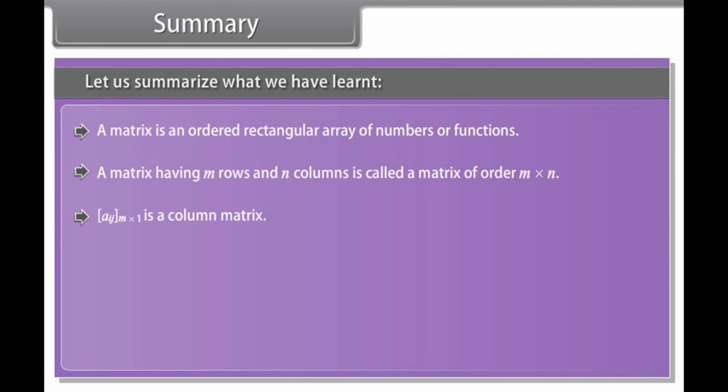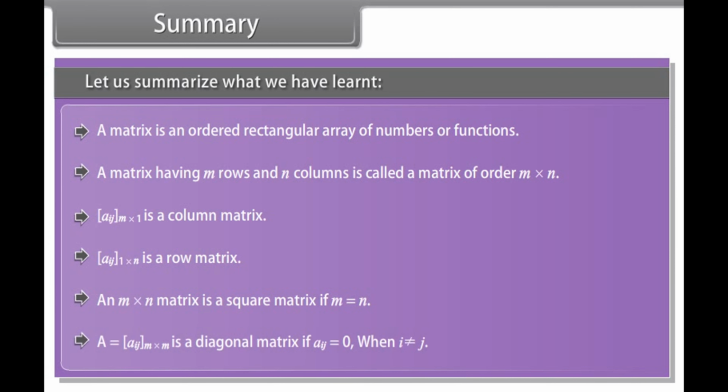A = [a_ij] m by 1 is a column matrix. A = [a_ij] 1 by n is a row matrix. An m by n matrix is a square matrix if m is equal to n. A = [a_ij] m by m is a diagonal matrix if a_ij is equal to 0 when i is not equal to j.